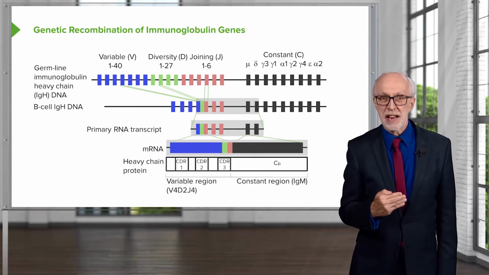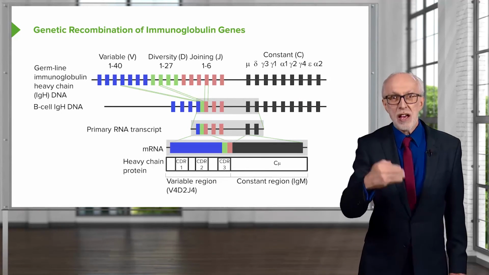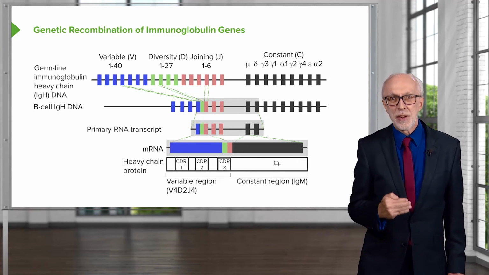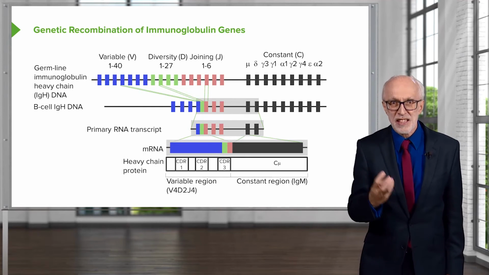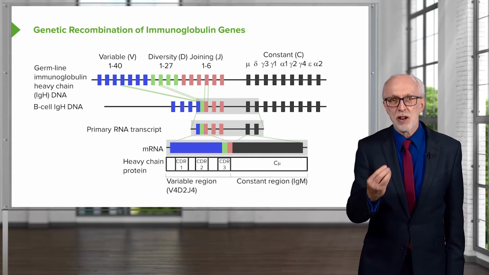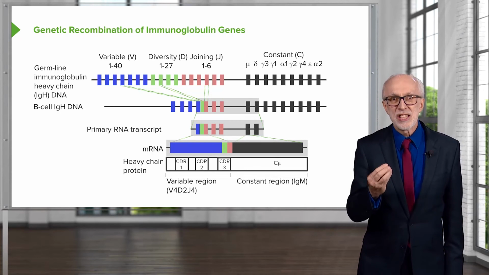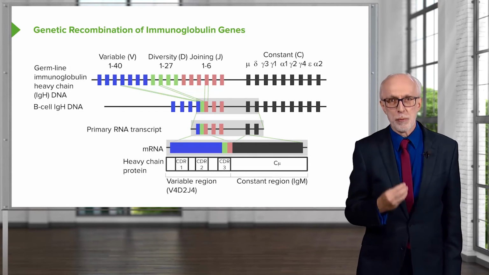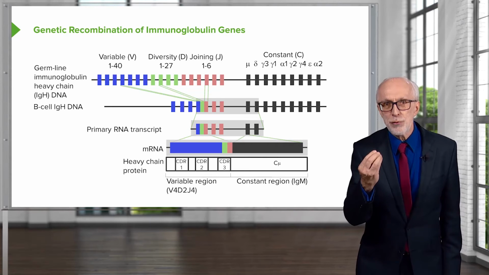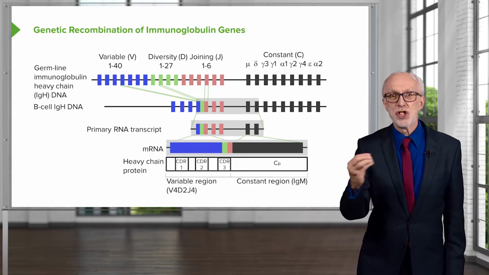Within the variable region of antibodies, there are 3 regions that are hypervariable. They vary even more between one antibody and another. And these 3 hypervariable regions are referred to as the CDRs. That stands for complementarity determining regions. So we have CDR1, CDR2, and CDR3. And as you can see from this illustration, CDR1 and CDR2 are encoded entirely by the variable gene segment, whereas CDR3 is encoded by a combination of V, D, and J gene segments.